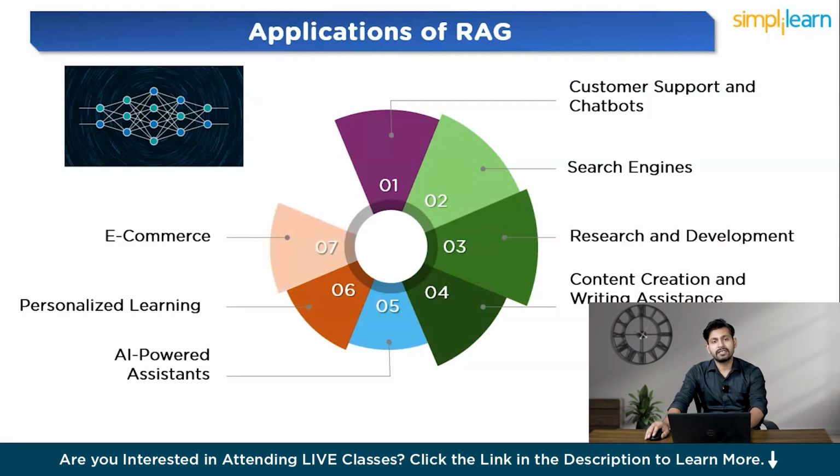And finally, we see e-commerce. So guys, in e-commerce, RAG can enhance product recommendation systems by retrieving updated information on product reviews, customer preferences, or industry trends.